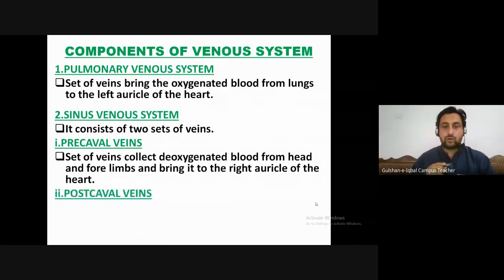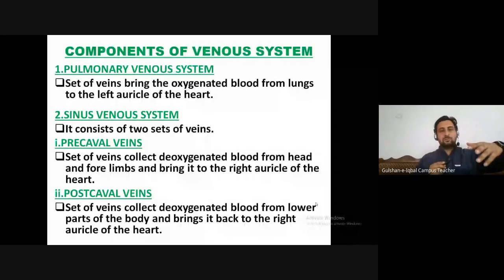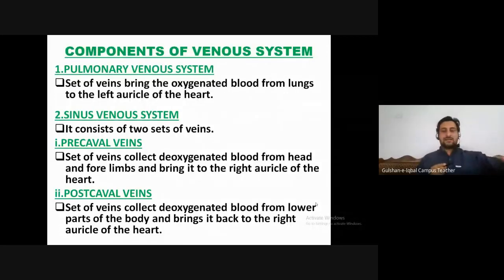Then we are having post-caval veins. It is the set of veins that collect deoxygenated blood from the lower parts of the body, not from the head region. From the head region, pre-caval veins are going to collect. Post-caval, meaning the part below the cavity, is going to collect deoxygenated blood from the lower parts of the body and bring it back to the right auricle of the heart.